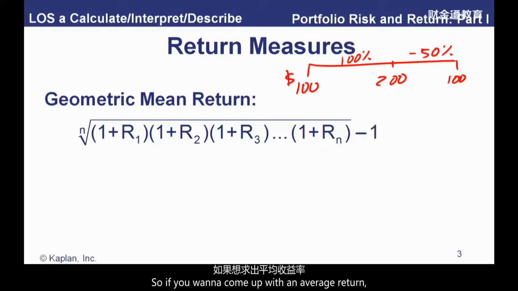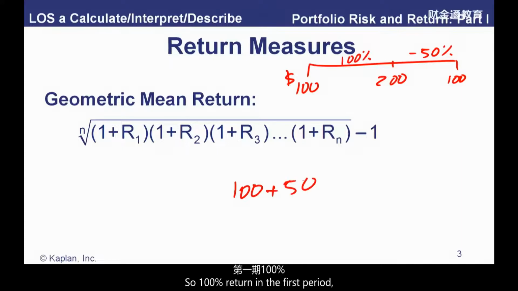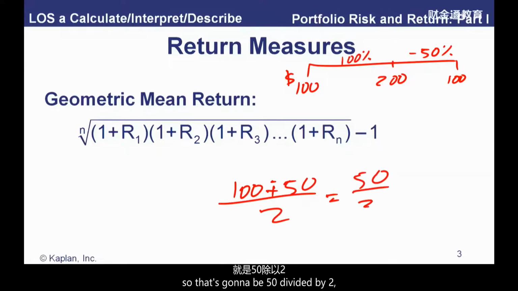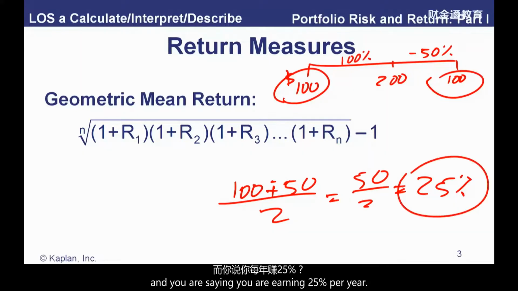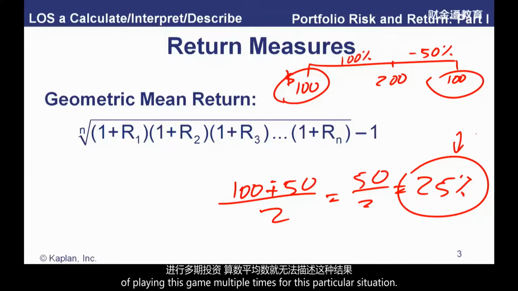So if you want to come up with an average return, you're going to take 100 plus minus 50. So 100% return in the first period, minus 50% return in the second period, and you divide that by 2, so that's 50 divided by 2. That says you have an arithmetic return of 25%. You started with $100 and you ended with $100, and you're saying you're earning 25% per year. In fact, that is the mean. But it doesn't describe the outcome of playing this game multiple times.